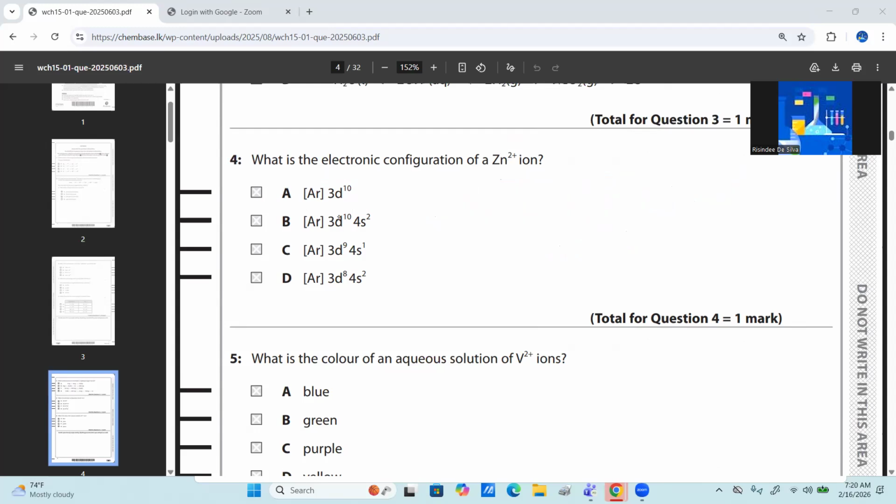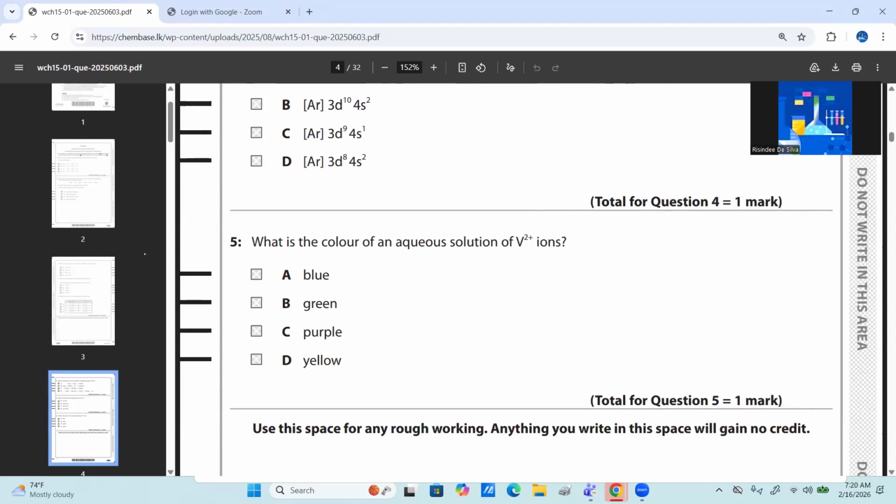What is the color of an aqueous solution of V2 plus? That is also direct theory. It's purple. It's given in topic 17 under transition elements.